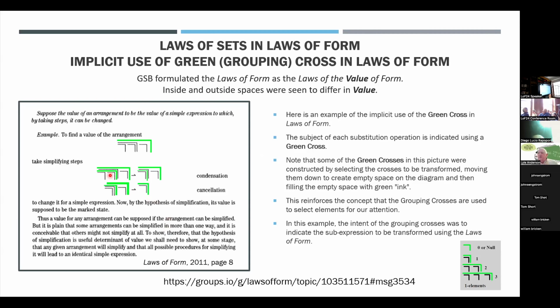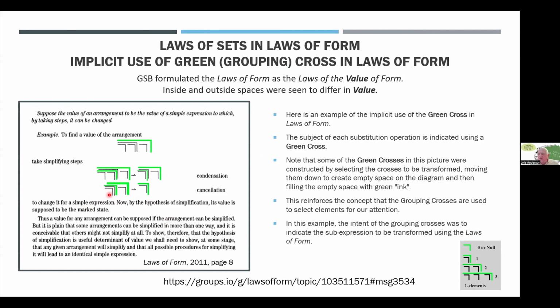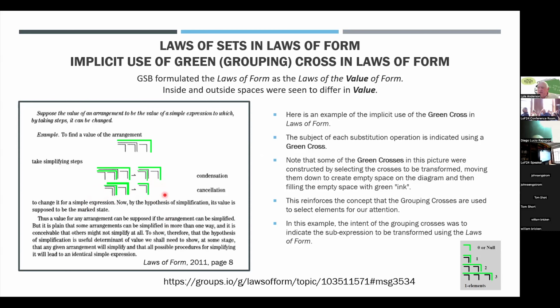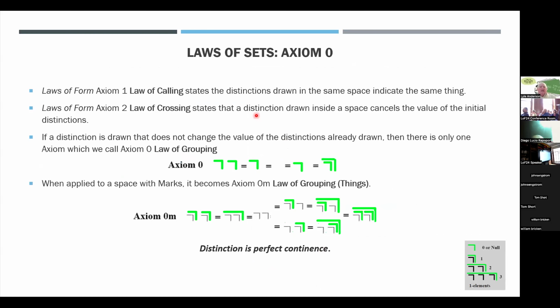You put a green cross around the two little things here that you're going to condense, and that's where the operation is. And the next operation, you move the green cross around the crossover cross here. And that goes for the cancellation. So the laws of form have got this idea that you focus your attention on various things to do each thing. So that ends up that we actually have an axiom zero for the green cross.